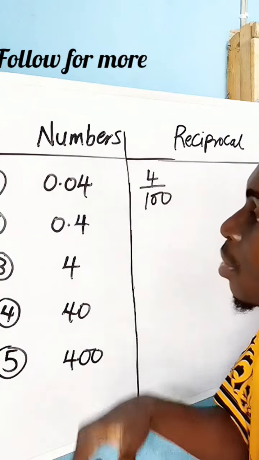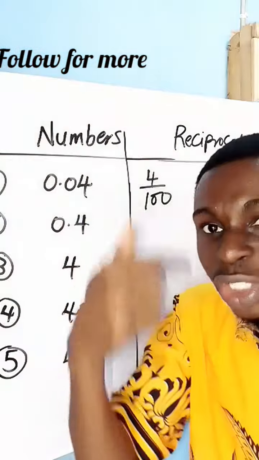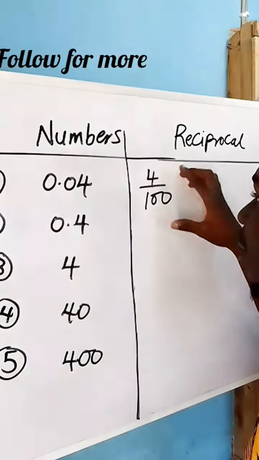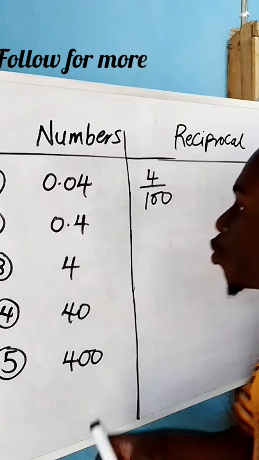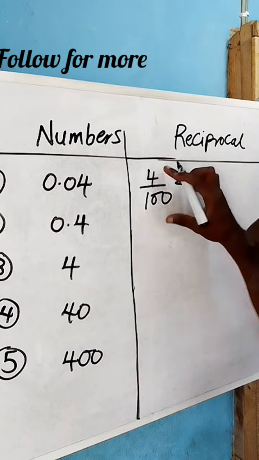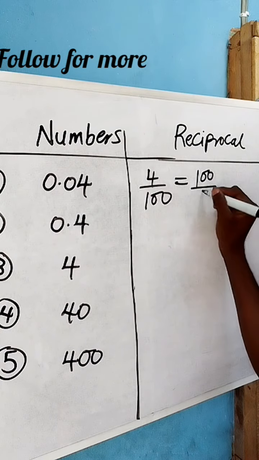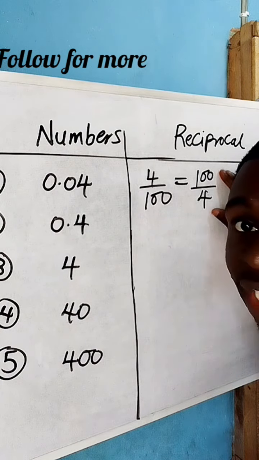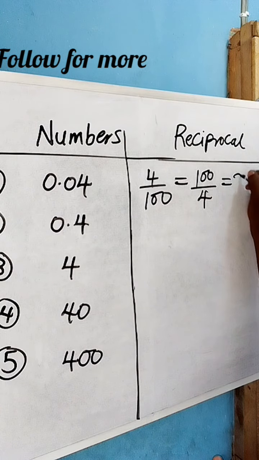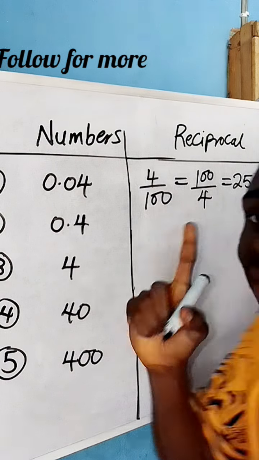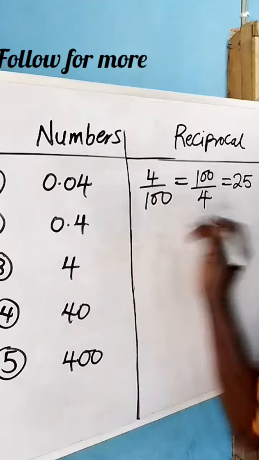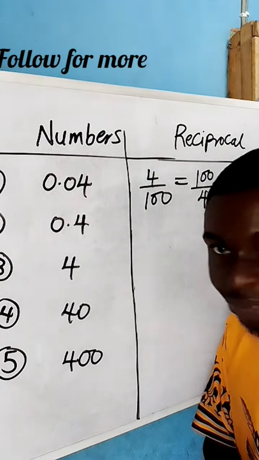So before you can get the reciprocal of a decimal, you need to convert it to a fraction so that you can what? Invert the fraction. So the reciprocal of this fraction now becomes 100 divided by 4. So 100 divided by 4 is what? Is 25. So the reciprocal of 0.04 is 25.